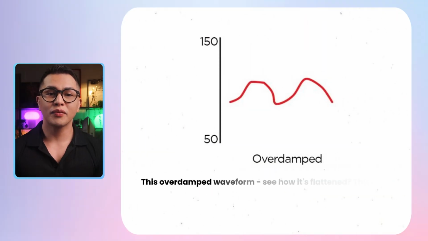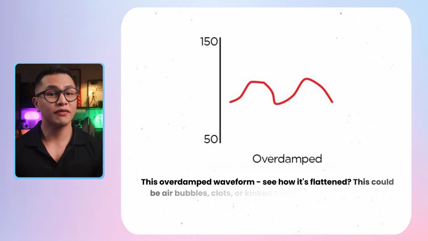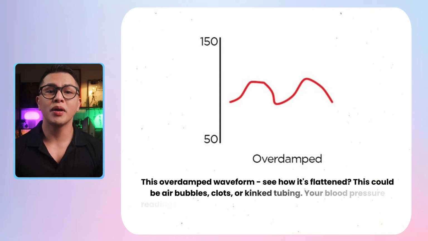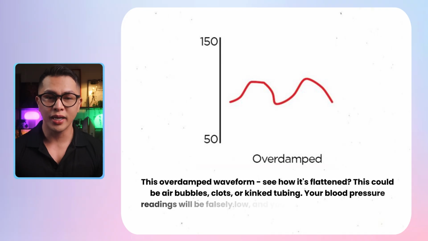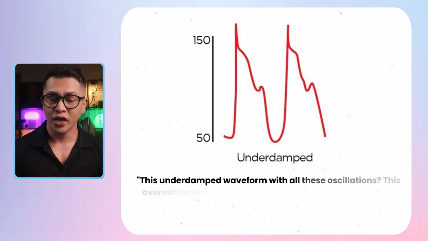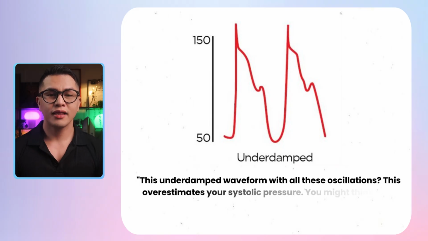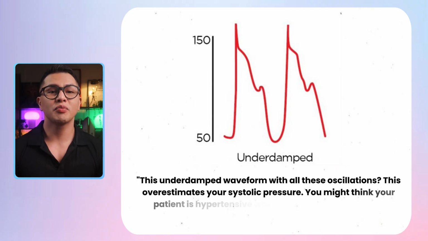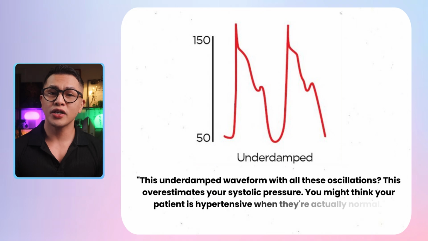This overdamped waveform, see how it's flattened? This could be air bubbles, clots, or kinked tubing. Your blood pressure readings will be falsely low and you might miss a hypertensive crisis. This overdamped waveform, with all these oscillations, overestimates your systolic pressure. You might think your patient is hypertensive when they're actually normal.